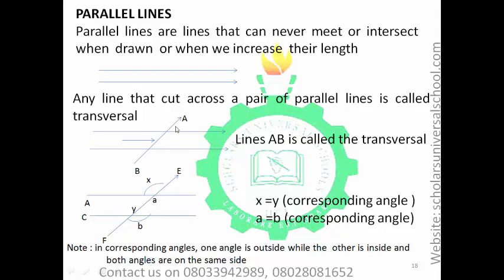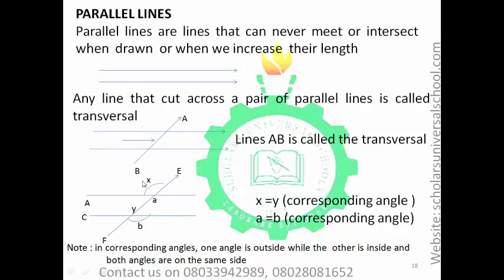We refer to that line as what? Transversal line. So any line that cuts across a pair of parallel lines is called what? Transversal line. Is that okay? So this line AB that you are seeing, we'll call it what? Transversal line. I've used an arrow to indicate the line I'm referring to. So let's look at this. With this transversal line, there are some properties we also need to take note of.